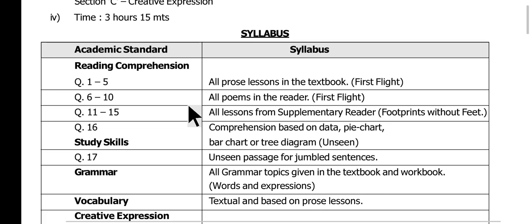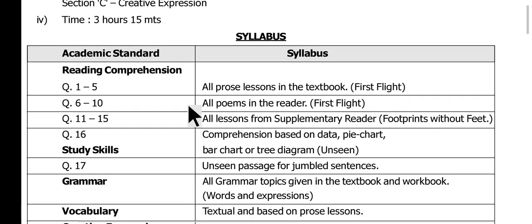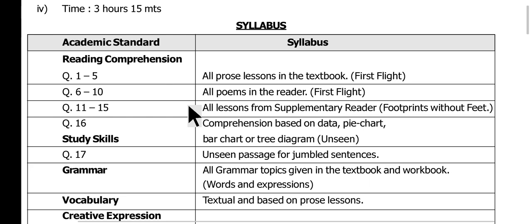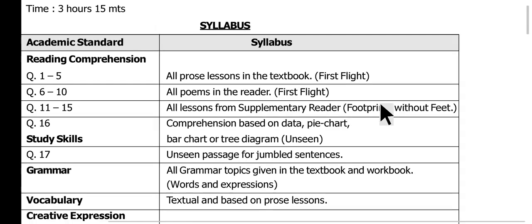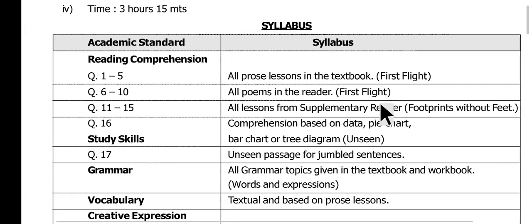Now, with regard to the syllabus, we have academic standard first, reading comprehension, and the syllabus followed for this academic standard is the supplied textbooks, supplement reader, and other non-textual data that we can use in our daily classroom transactions. So here the textbook title is First Flight, which includes prose lessons and poems in the reader. And we also have the supplement reader titled Footprints Without Feet, all lessons from the supplement reader. So these are the textual content for the reading comprehension.